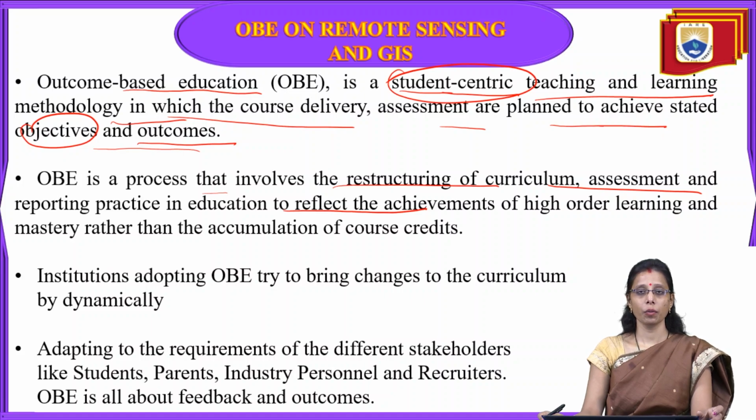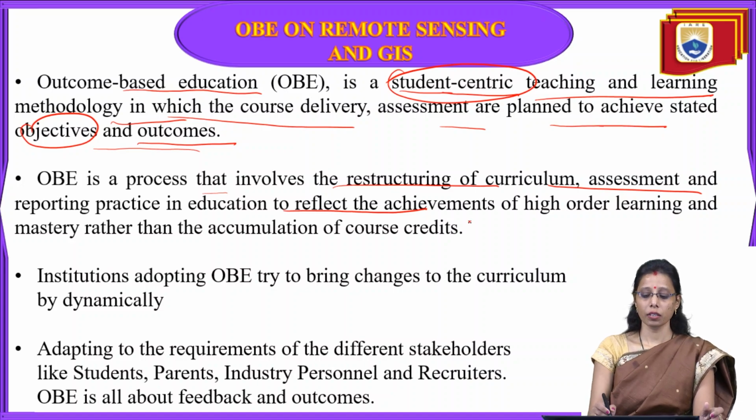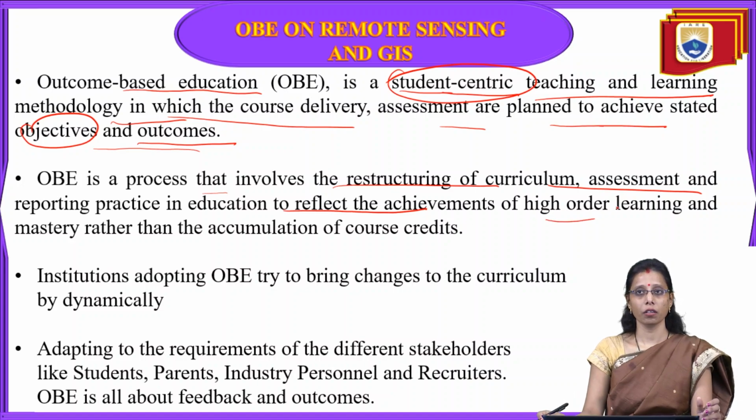So this process will help in the reconstruction. If the course is not properly framed, which will not give a proper objective, that course has to be reframed, and the main aim of the course should be such that the student is placed somewhere in a good institute or company. So this is how the high achievement of higher order learning and mastery, rather than the accumulation of course credits, will be implemented in this structure.